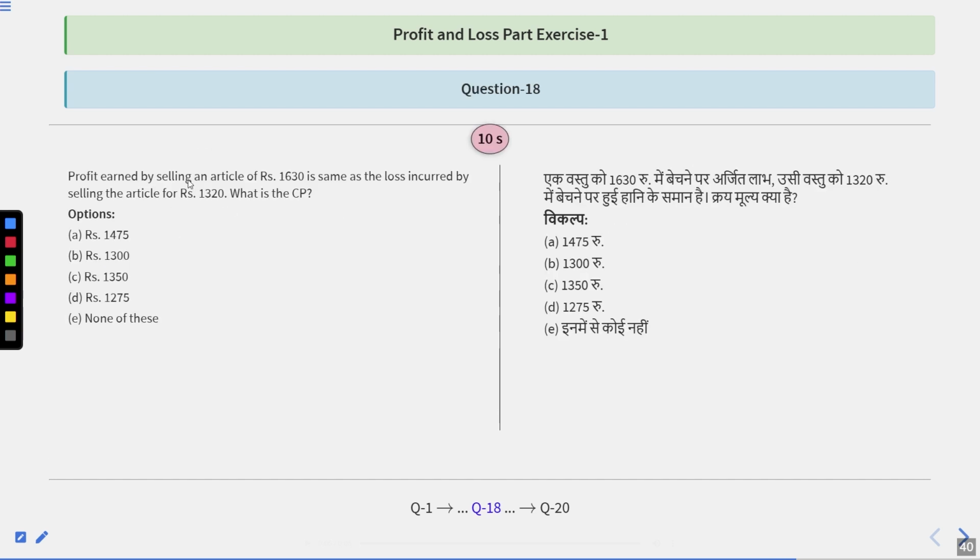Next one. Profit earned by selling an article for rupees 1630 is the same as the loss incurred by selling the article for rupees 1320. What is the cost price? You have 5 options and 10 seconds to analyze the question. Your time starts now.